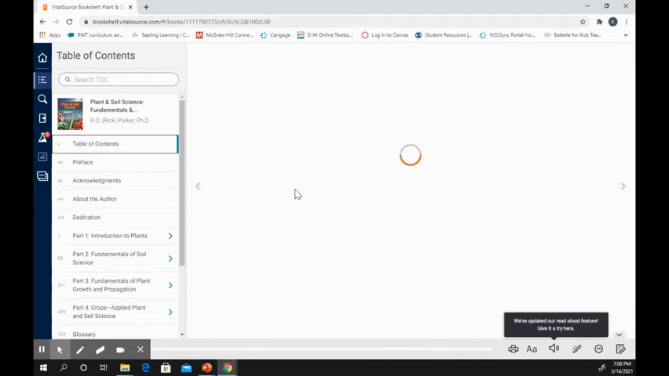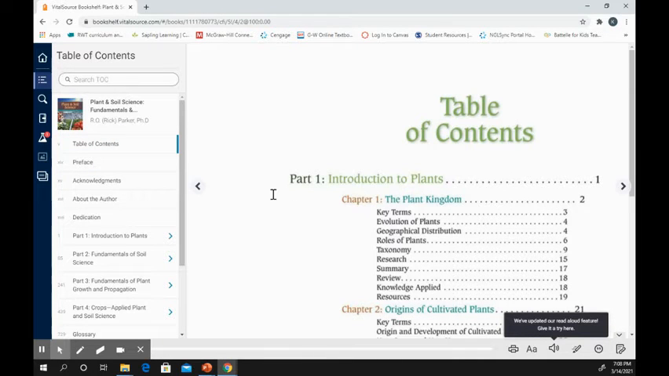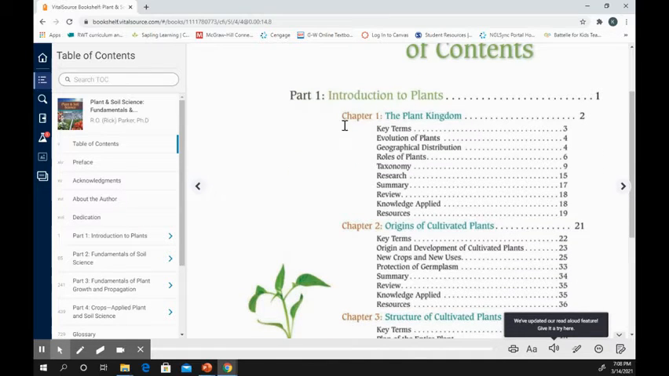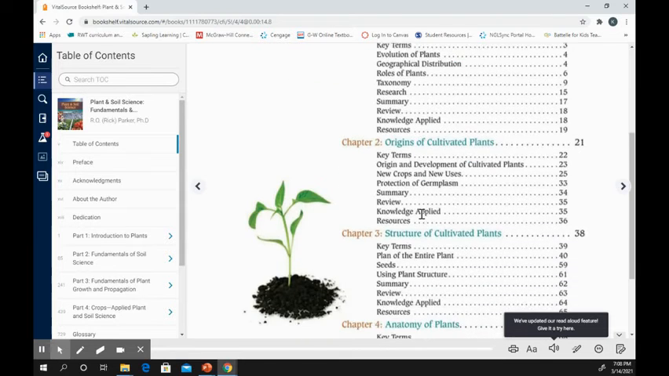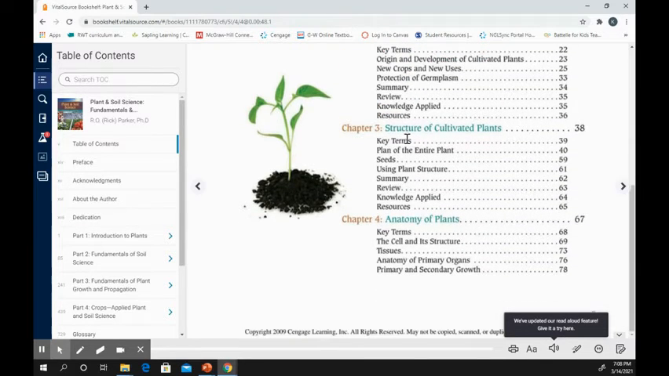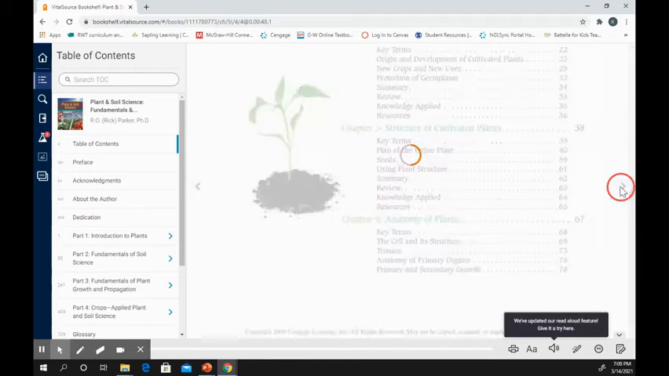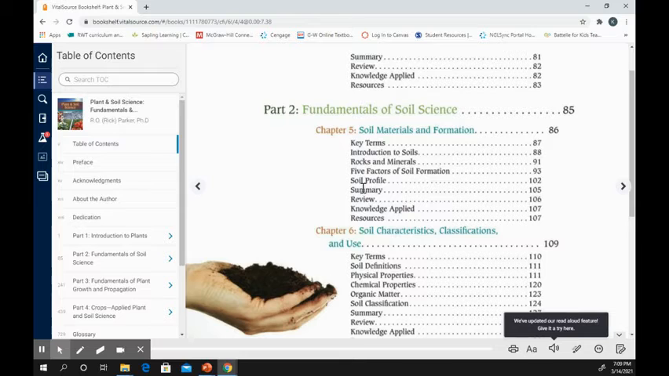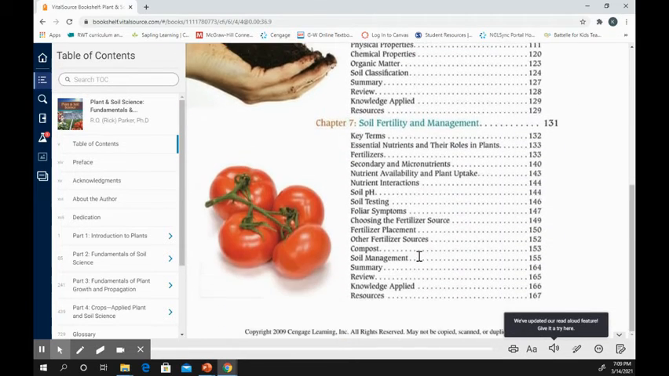Here is the table of contents of our plant and soil science fundamentals. Students will start with the plant kingdom. Each chapter is organized into key terms, research, summary, review, application of knowledge, and resources. As you can see, they go through several types of learning experiences. Part 2 involves soil materials and formation, soil characteristics and classifications, soil fertility and management.